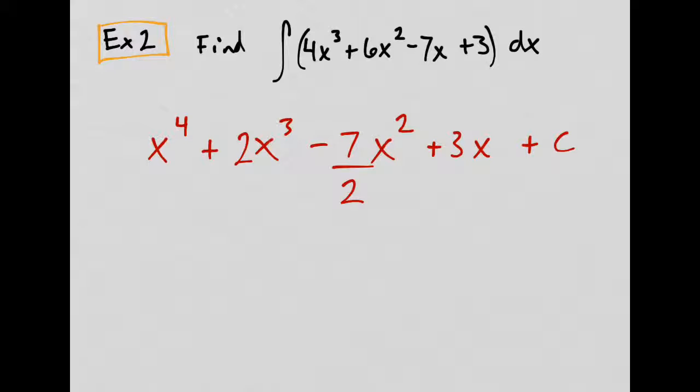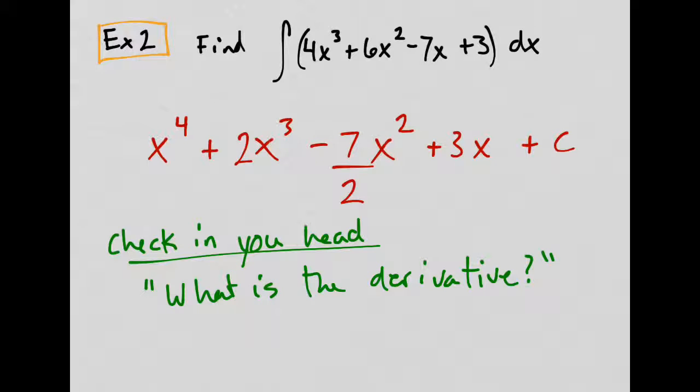What is the derivative? So check in your head. Well, the derivative of x to the 4th would be 4x to the 3rd. And that's what I have. Okay, good. I did that part right. What's the derivative here? That would be 6x squared. And that's what I want. What would be the derivative here? I bring the 2 down. It would be 14 divided by 2. That's 7. So it's minus 7x to the 1. That's what I have. What's the derivative of 3x? 3. And then what's the derivative of any constant? 0. So I don't have any other thing. So that's how I know I did it right.